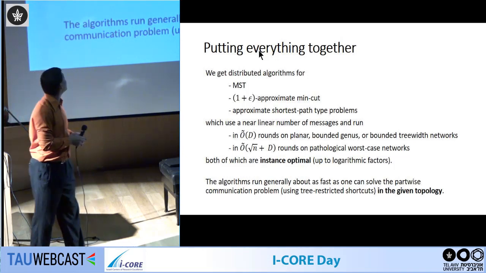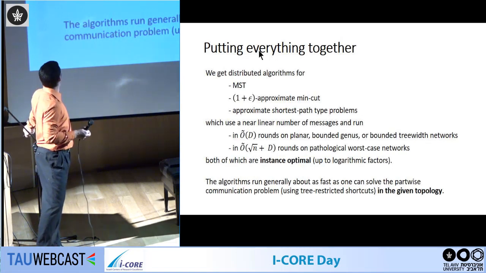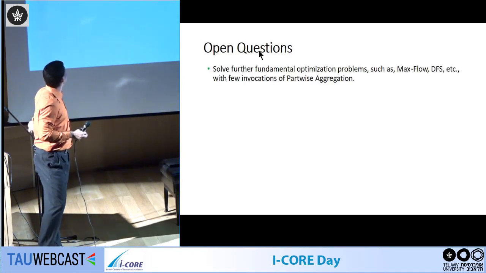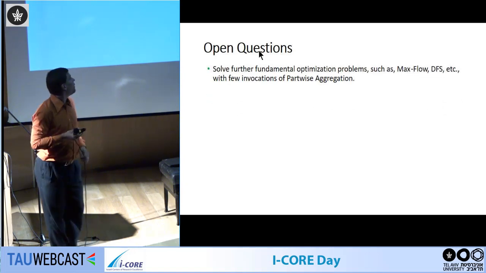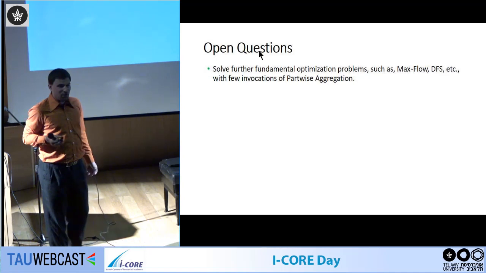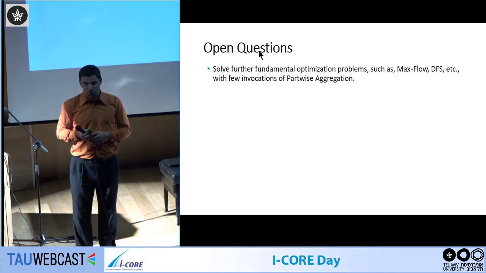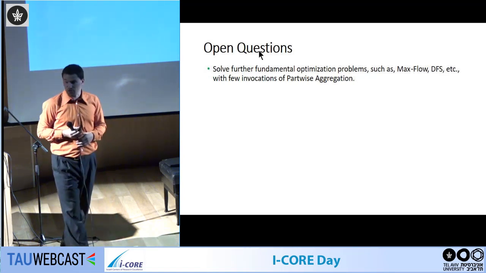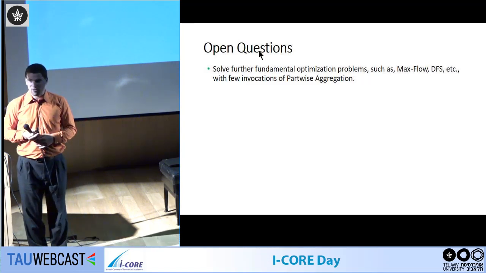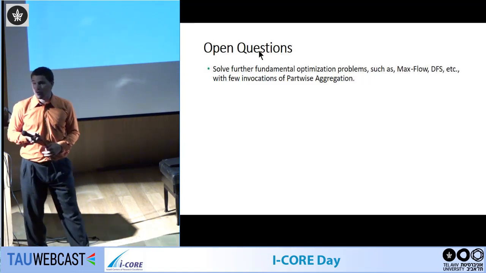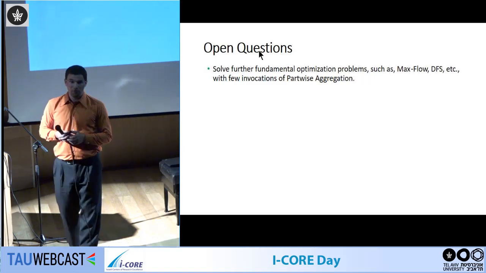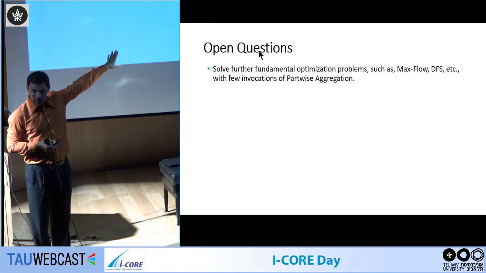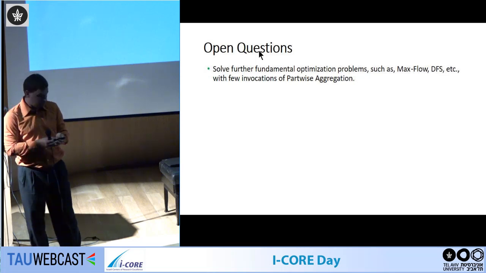So let me conclude with what's left to do. There are a bunch of open questions. There are still several fundamental optimization problems which we don't yet know how to solve using pairwise aggregation. For example, can we compute a depth first search tree? Can we compute a maximum flow with pairwise aggregation as a building block? If so, then basically all the running times for special graph classes, the linear number of messages, and so on, directly carry over.